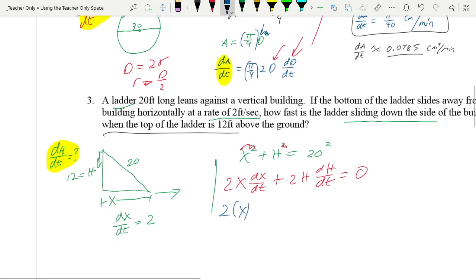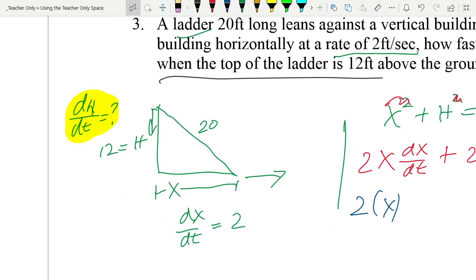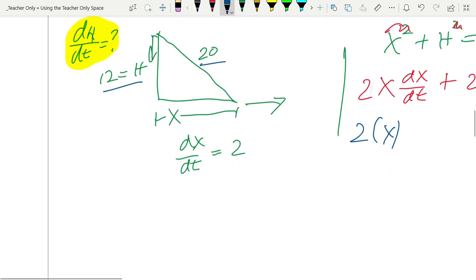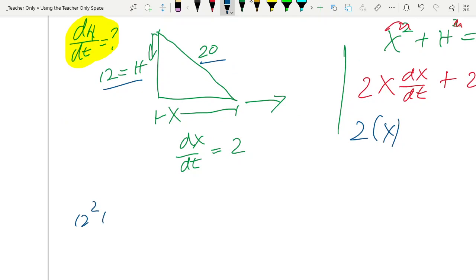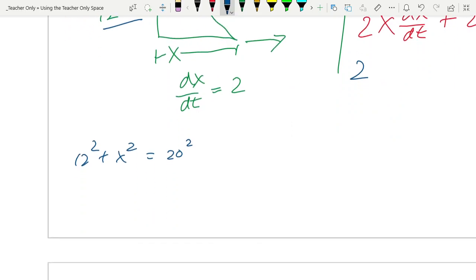Now, the one thing I do want you to say is, could we get it? Well, I know the height is 12 at this moment in time. I know the ladder itself is 20 feet. So I could do 12 squared plus x squared equals 20 squared. Okay, so let's just do that, and then we'll fill in our x. We won't do it in 2 steps. So 12 squared is 144, plus x squared is equal to 400.